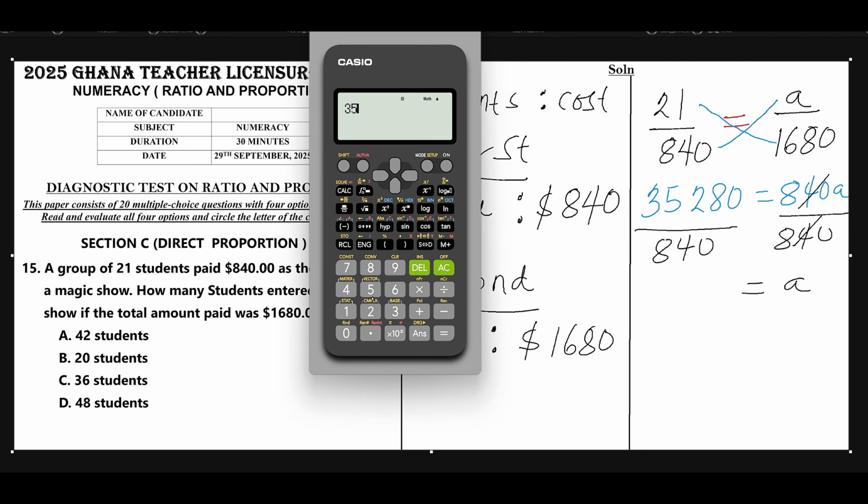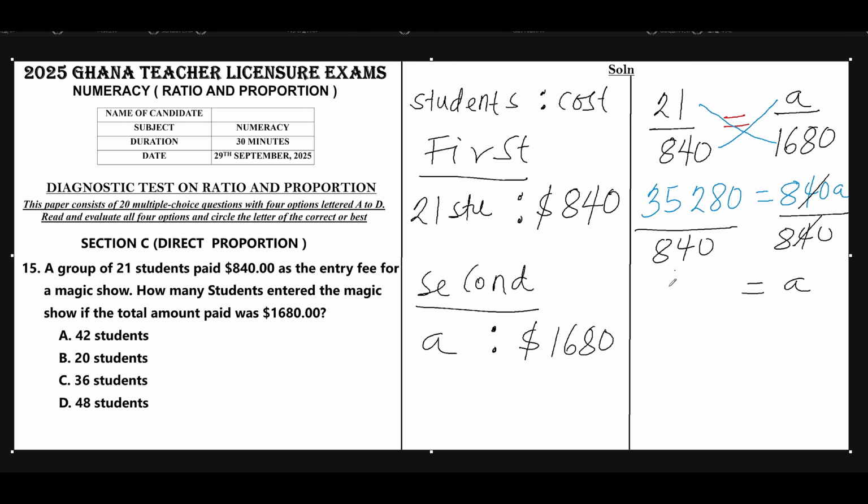35,280 divided by 840. So we have 42. So the number of students, that is 42 students. So we select option A.